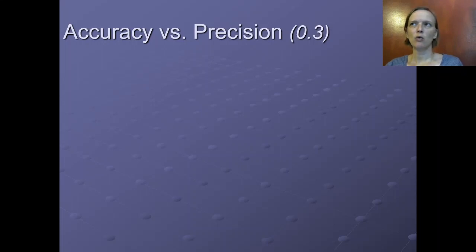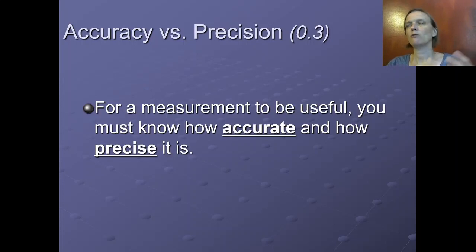Now that I know about significant figures and what those mean, how do we use that to convey how accurate or how precise our measurements are? Well, first we need to talk about what accuracy and precision are. But it's important to know that for a measurement to be useful, you do need to know how accurate and how precise it is. Otherwise, it's just a number. You don't know if it's reliable.